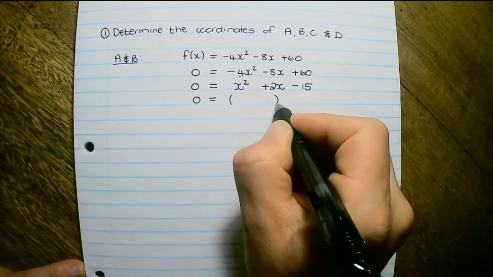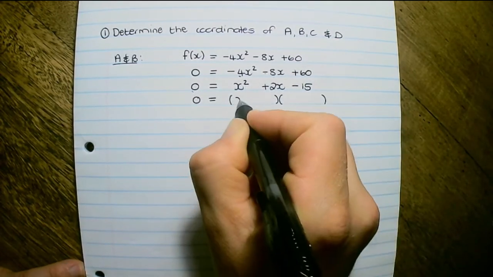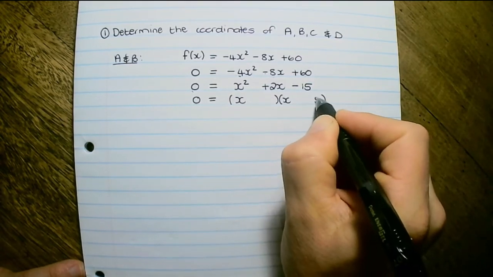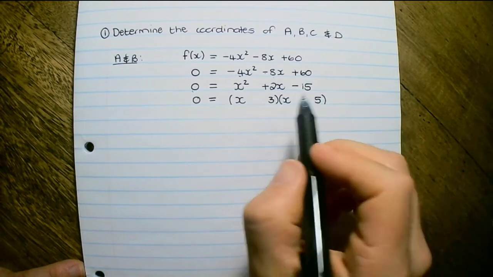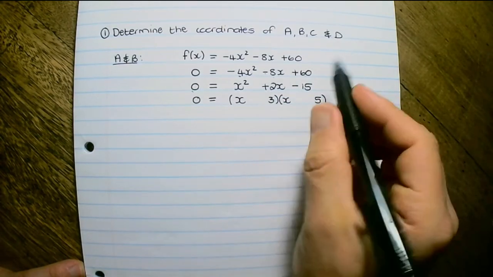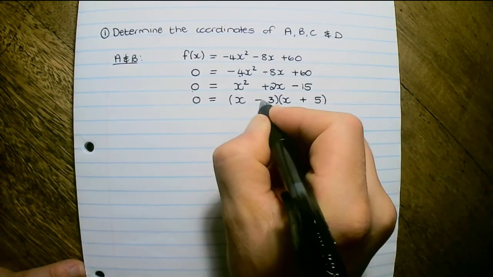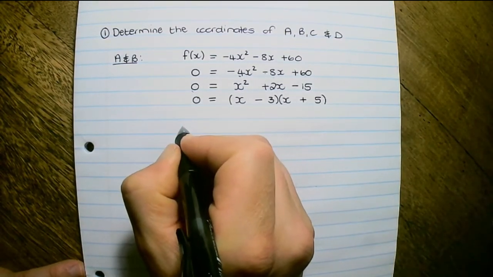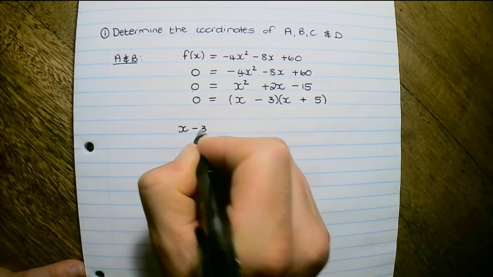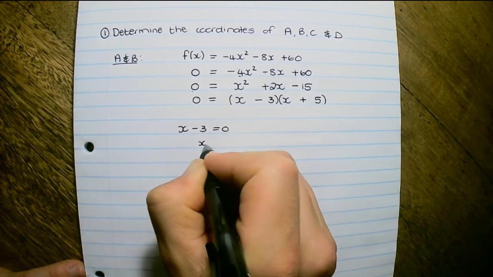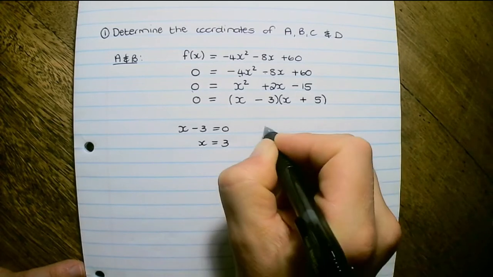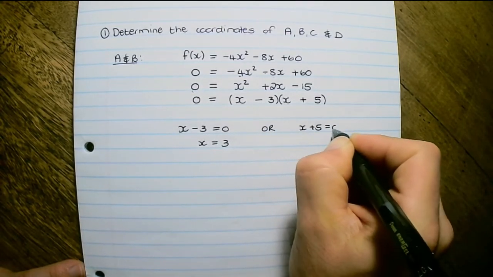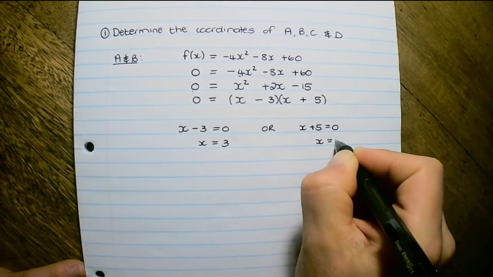And by now you should be comfortable factorizing. So it will be x times x. The factors of 15 that I would use are 5 and 3. And I need to create a positive 2, so it's plus 5 and minus 3. Then I would solve for the values of x. So x minus 3 equals 0, so x would be equal to 3. Or x plus 5 equals 0, therefore x would be equal to -5.